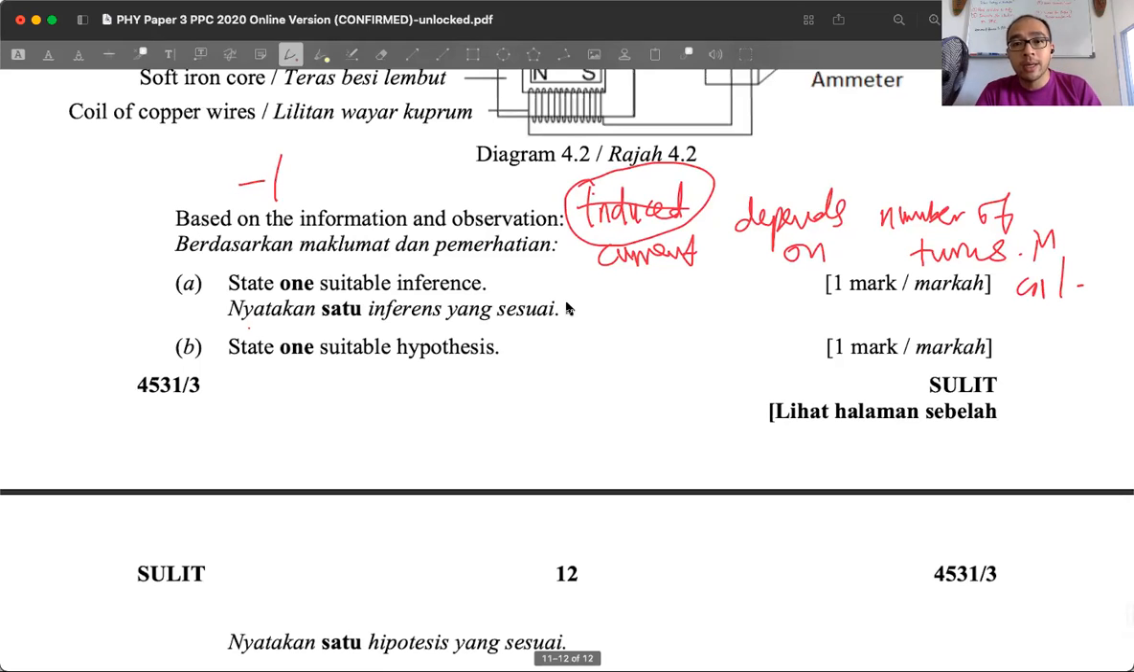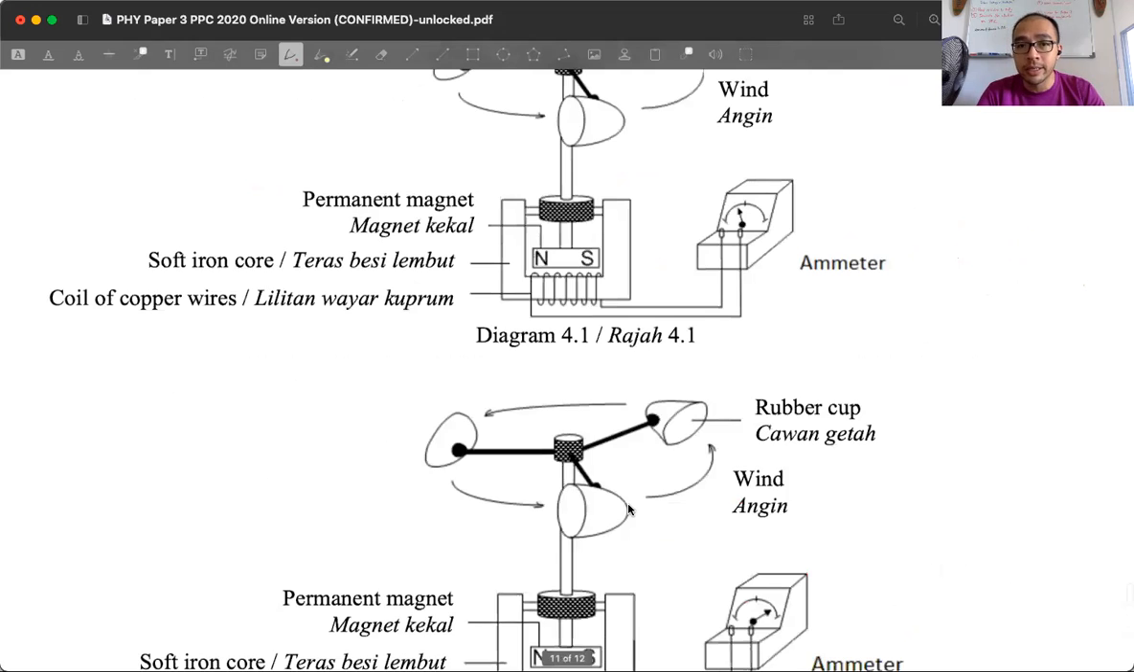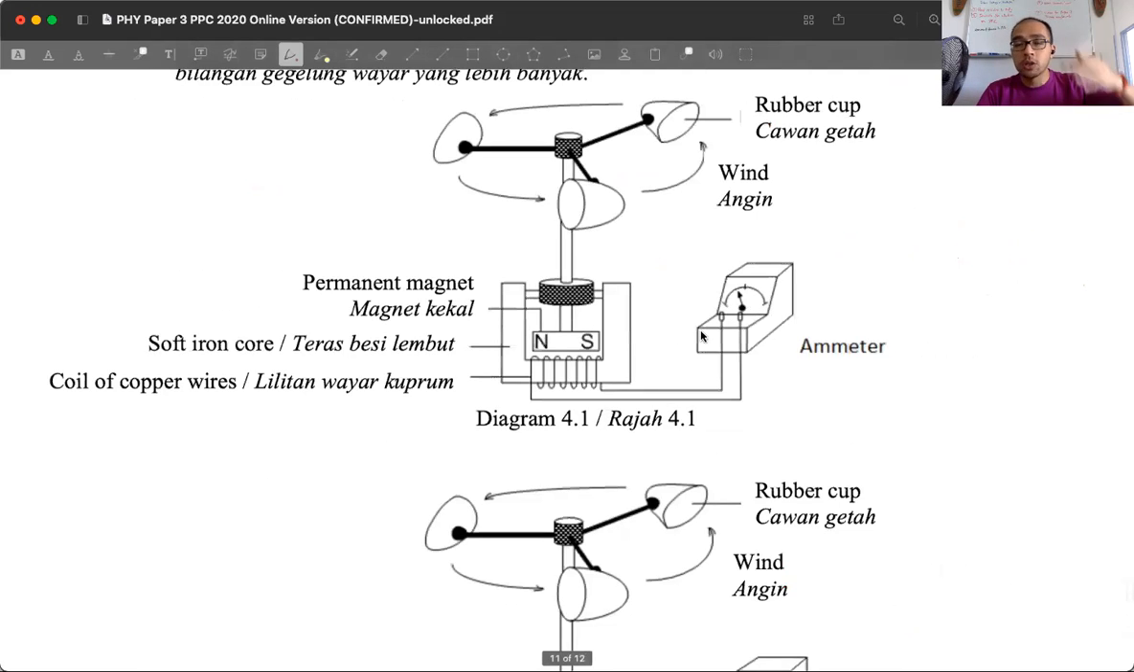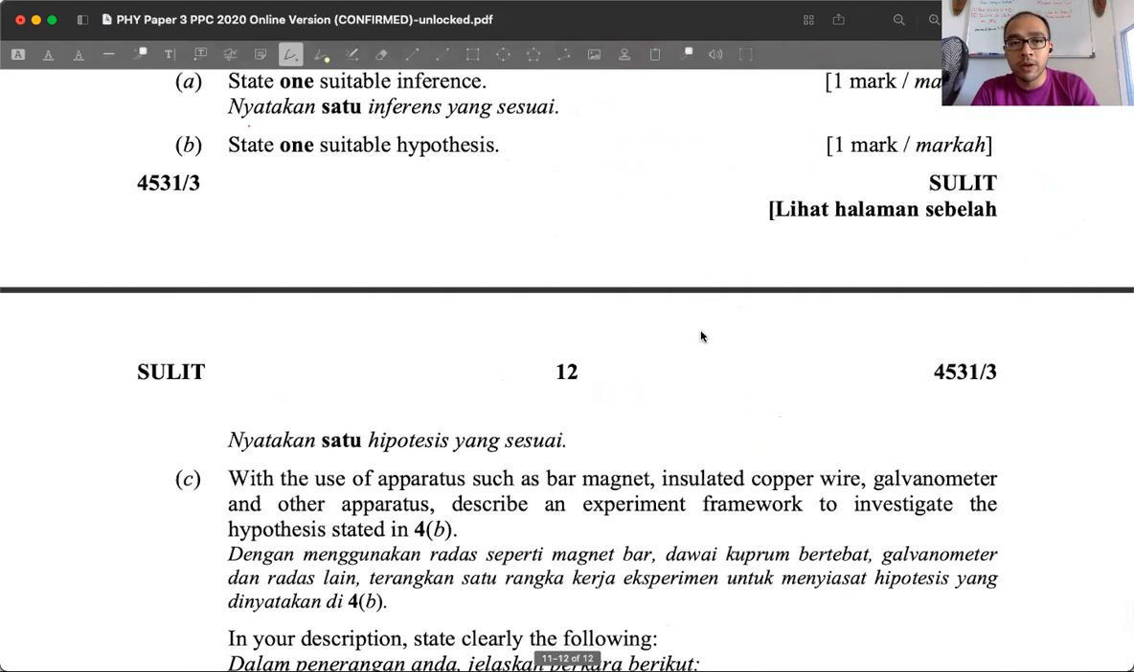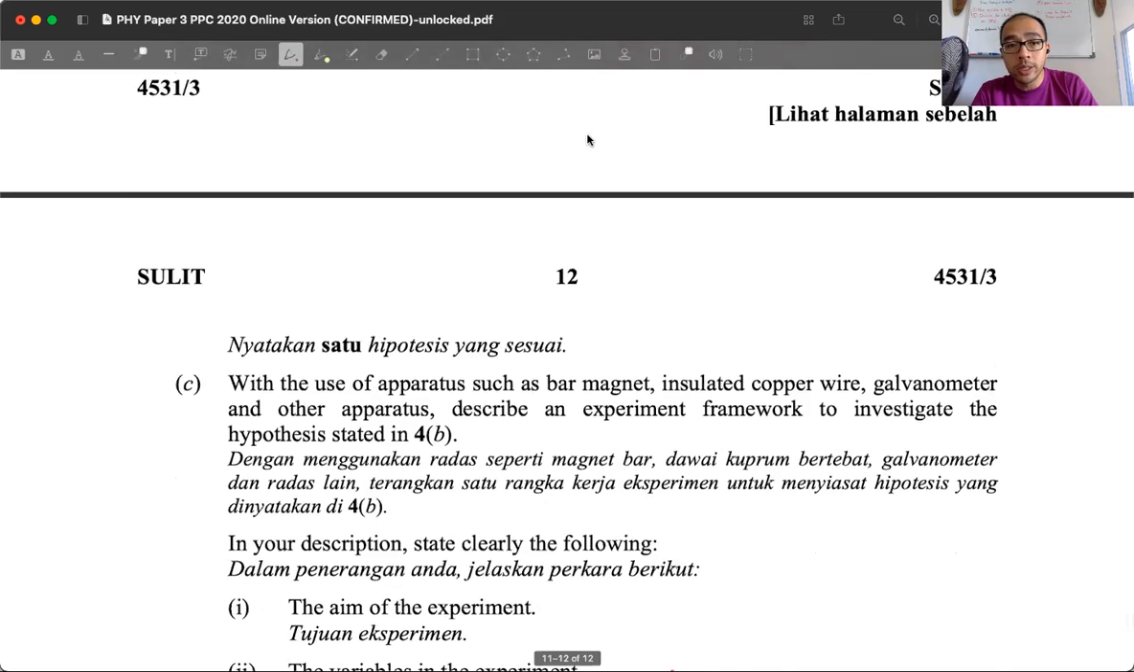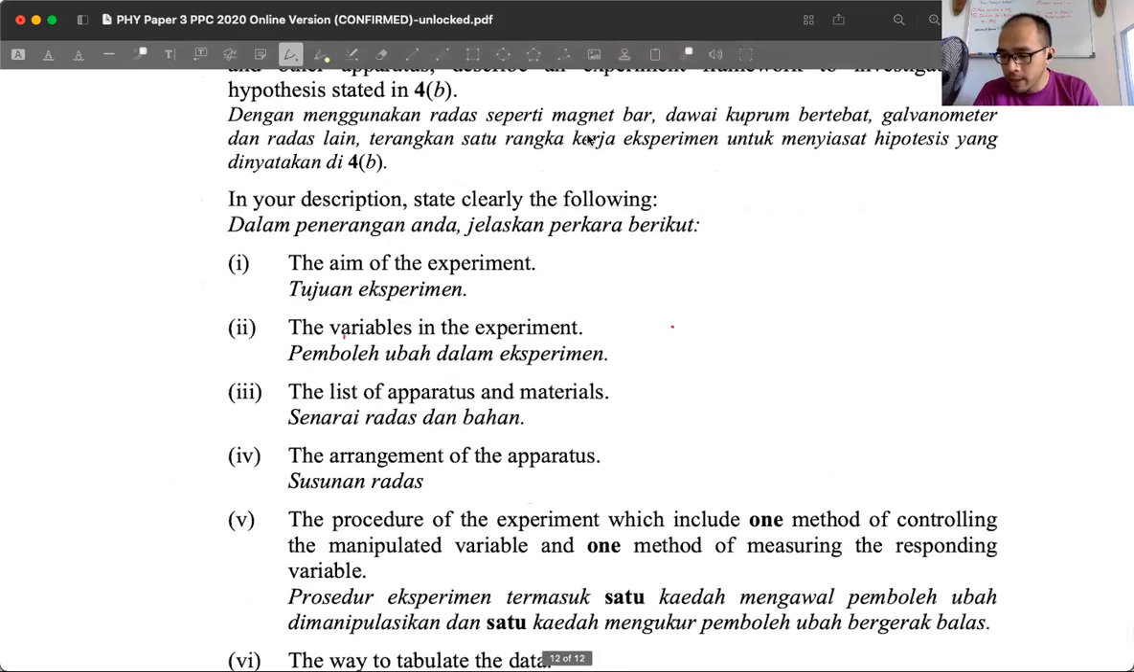Because actually, as long as the word induced is missing, it is already a wrong experiment. Most of the things you will get wrong. That is the actual marking scheme, according to the one that I've seen. It must have the word induced because this is not a natural current. This is a current that you induce. So it has to be induced current. Induced current depends on the number of turns of coil. Hypothesis is the bigger the number of turns of coil, the bigger the induced current. The aim of the experiment is to investigate the relationship between the number of turns of the coil, and so on.